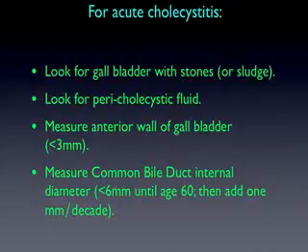And then we look for fluid around the gallbladder, or pericholecystic fluid. We measure the anterior wall of the gallbladder, which is normally less than 3 millimeters. If it's greater than 3 millimeters, then the gallbladder wall is thicker than normal. Why is it thicker than normal? As with any inflammation, gallbladder can get edematous. And when the gallbladder has enough edema, some of it weeps around the gallbladder, and that gives the pericholecystic fluid.